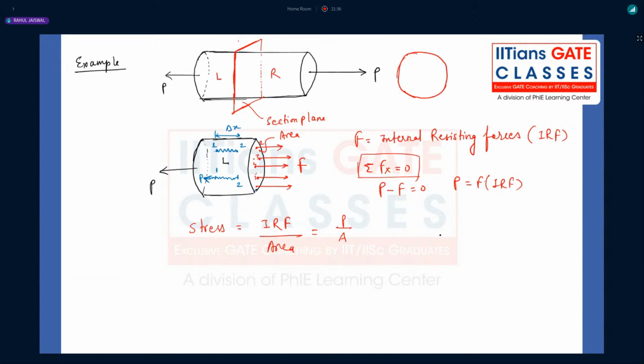Some of you might be thinking, sir, in a body, suppose a load of 10 Newton has been applied, so stress will be 10 divided by area, 1 meter square, for example. Then you will say, sir, 10 pascal will be the value of stress. But that is not true. Internal resistance force should be there, right? If not, then it will be 0.